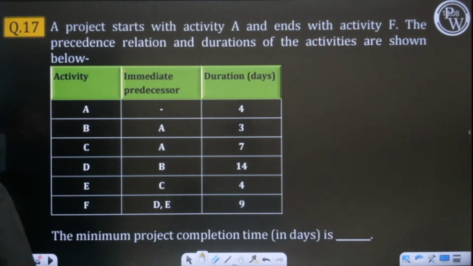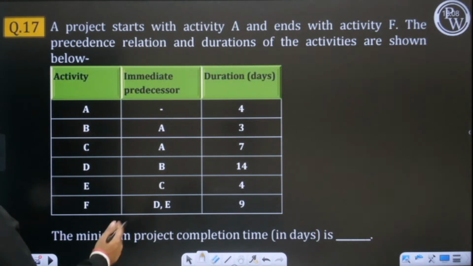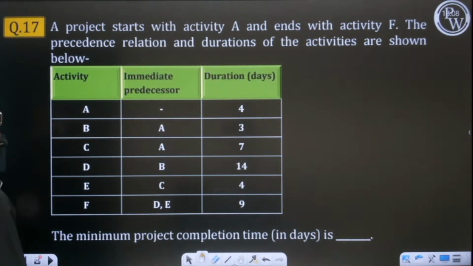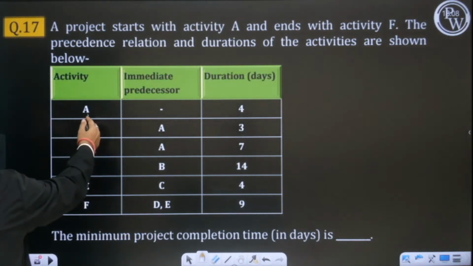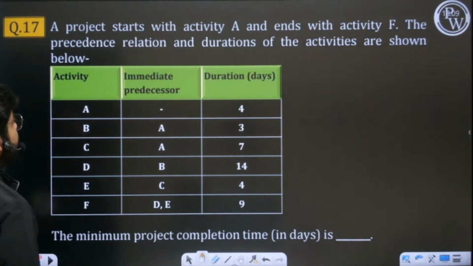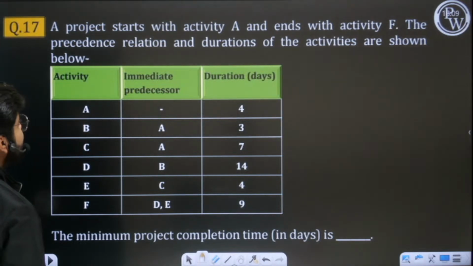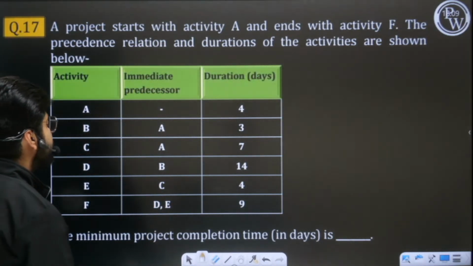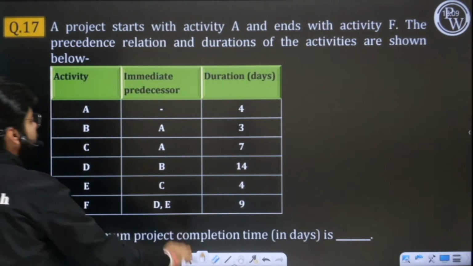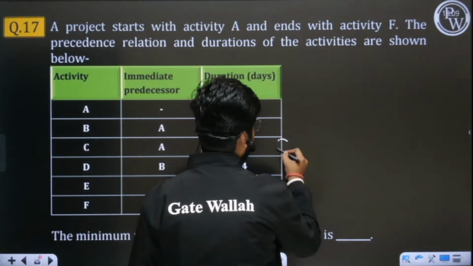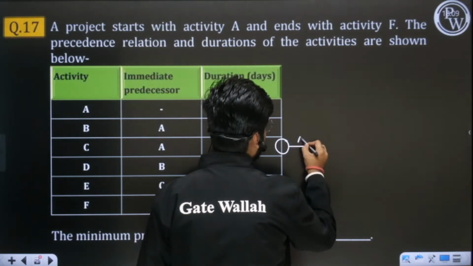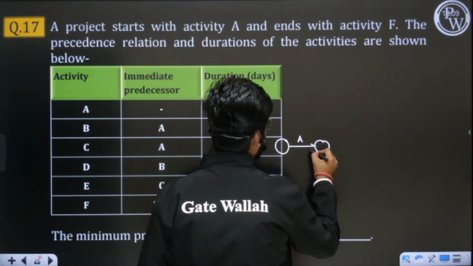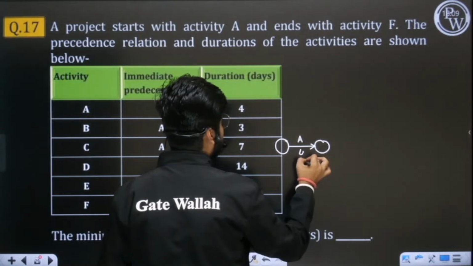Now we have this one, minimum project completion time. The project starts with activity A and ends with activity F. The precedence relation and durations of activities are shown here. So we simply have to draw it. Before A nothing is there, and A is taking 4 days.